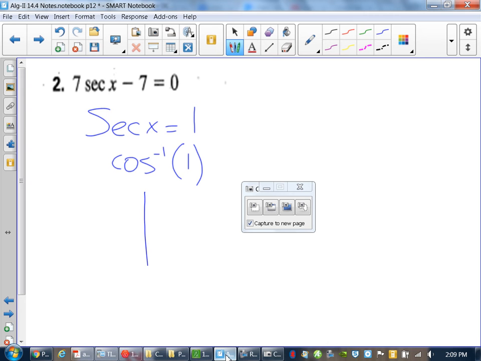Now that means, where is cosine 1? Well, cosine is your x value, because cosine comes before the word sine. So your cosine is positive. It's 1 at 0. Is it 1 anywhere else on the unit circle? No. So your answer is 0 plus 2 pi n.